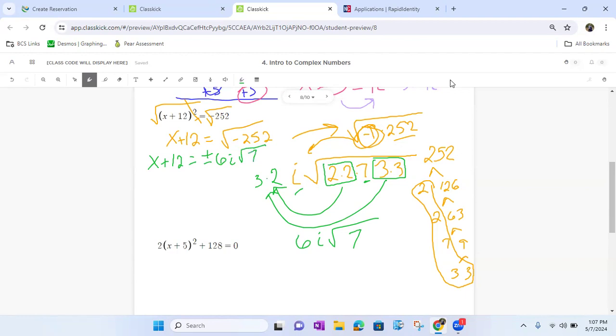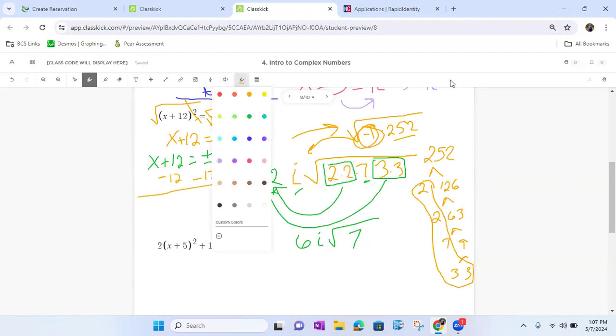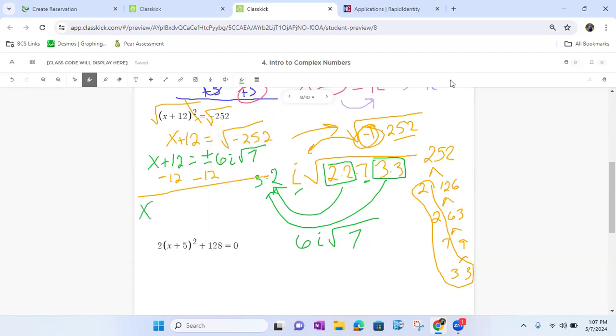Remember, when we take the square root, there's a positive answer and a negative answer. Now we just go right back to what we know how to do. We're going to get rid of that positive 12. I'm going to subtract that 12 over. So there's our next step. When we do that, I'm going to write x equals negative 12. It does not have an i on it. I'm going to write plus or minus 6i times the square root of 7. So those are going to be our answers.